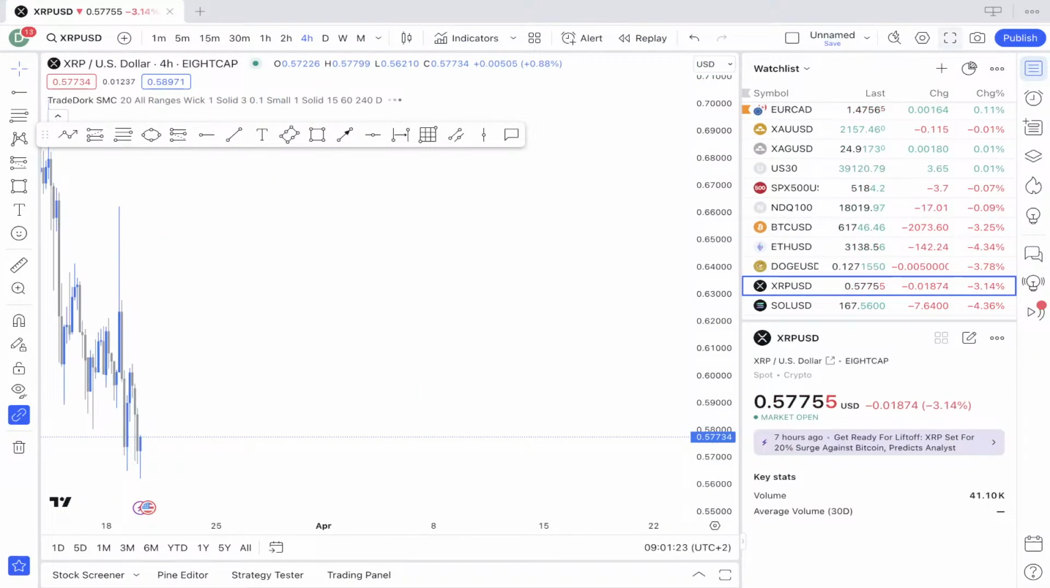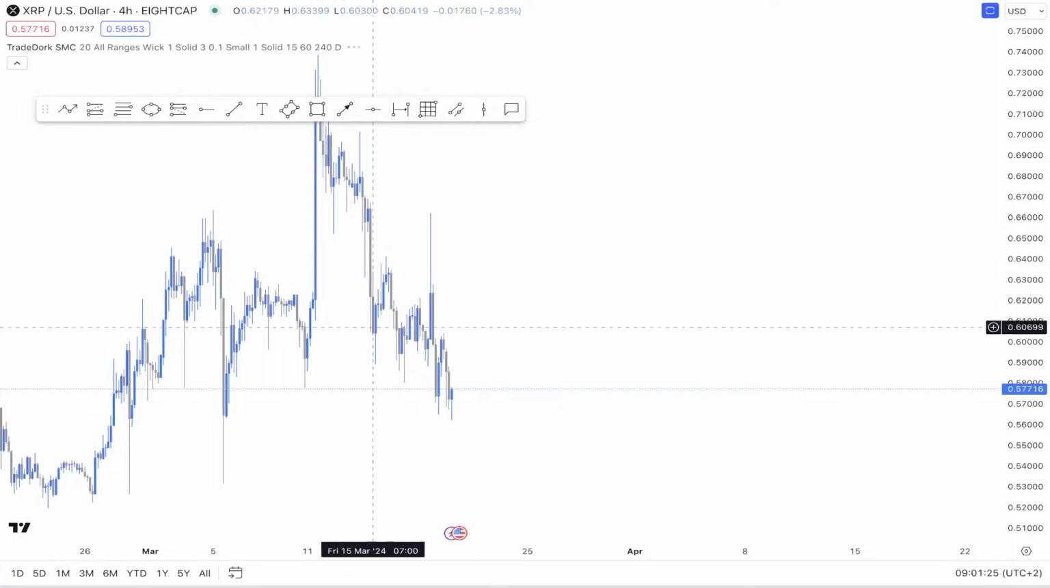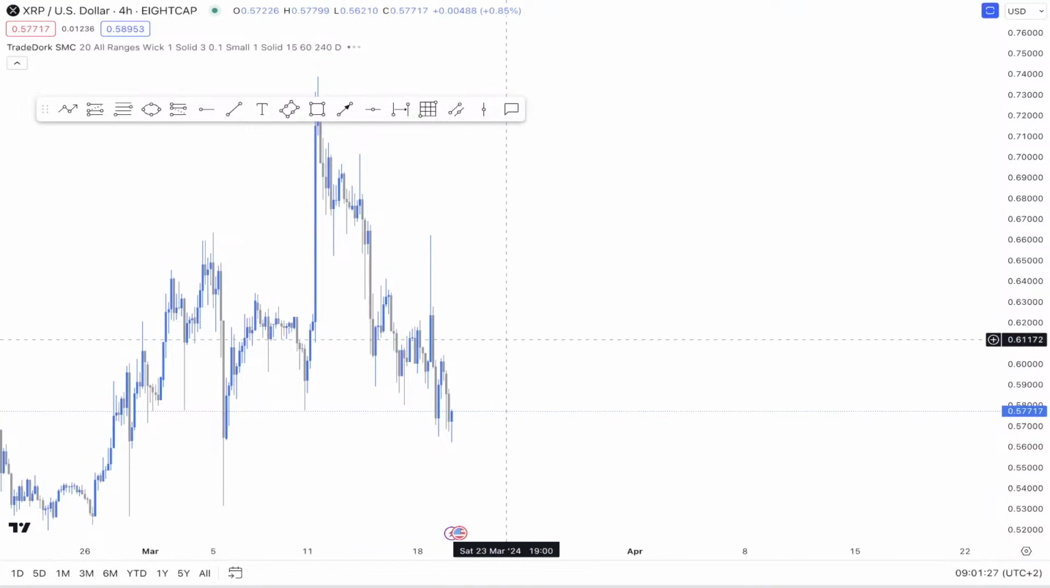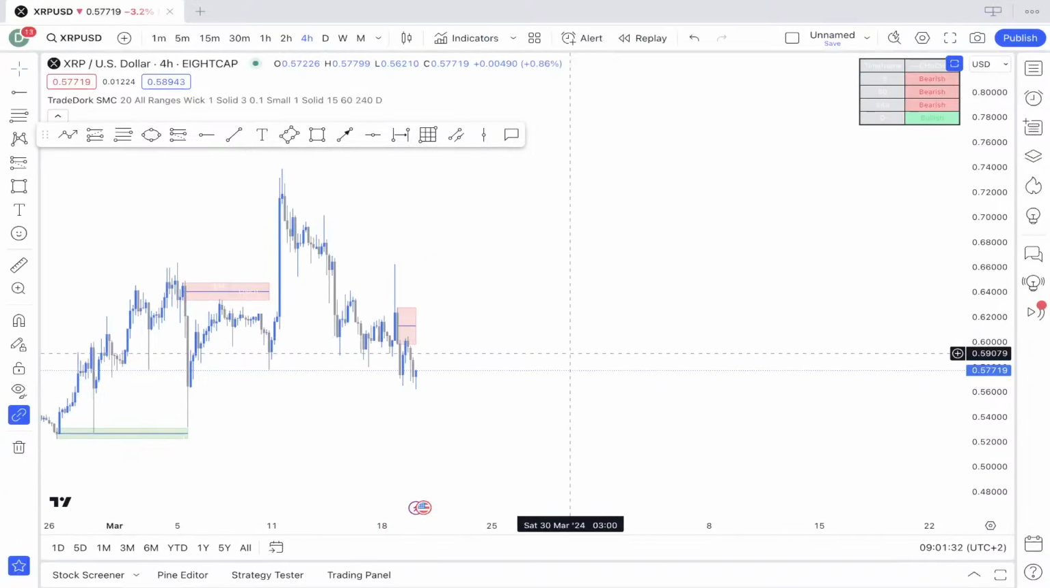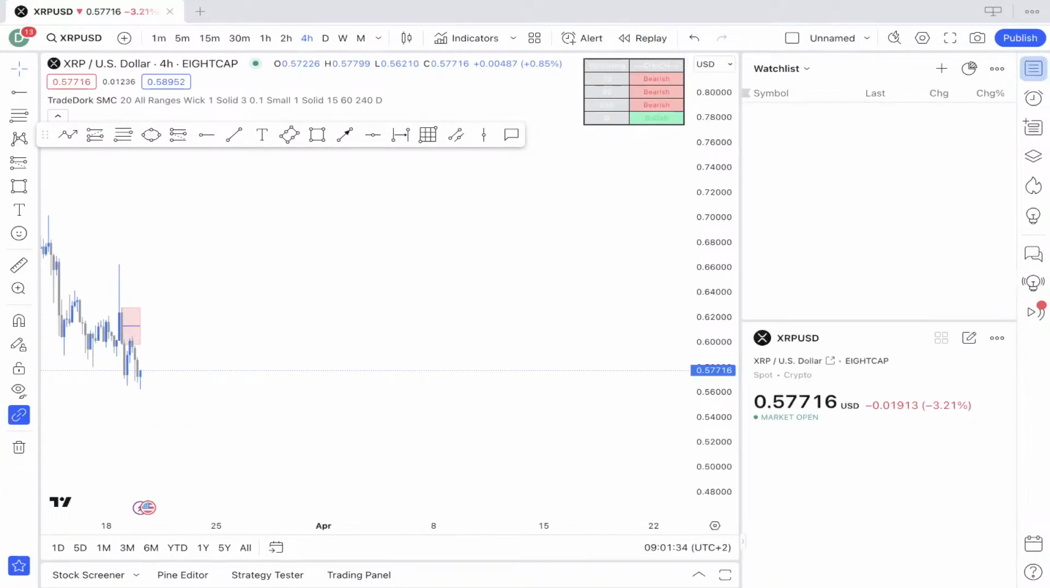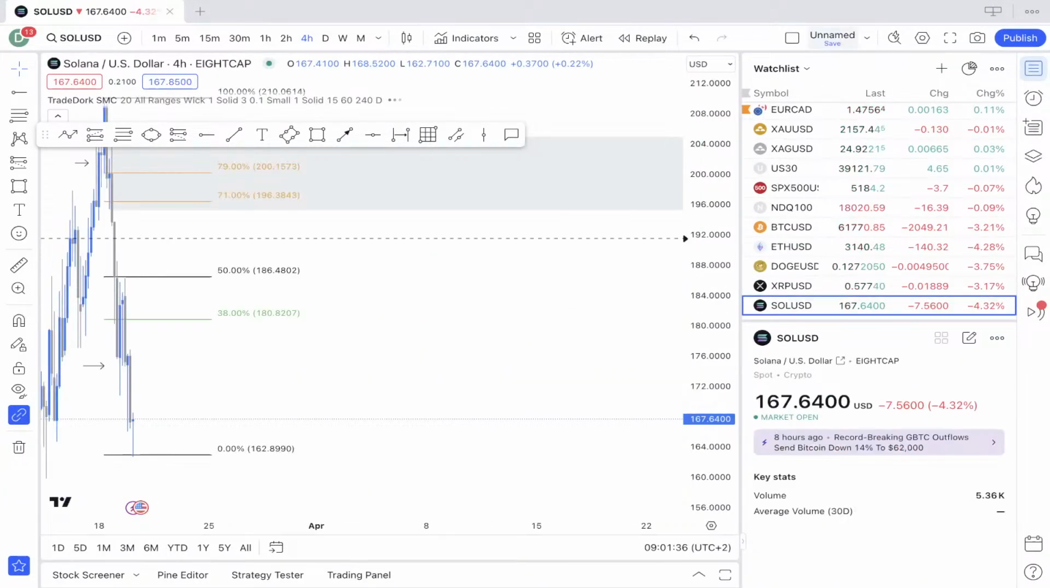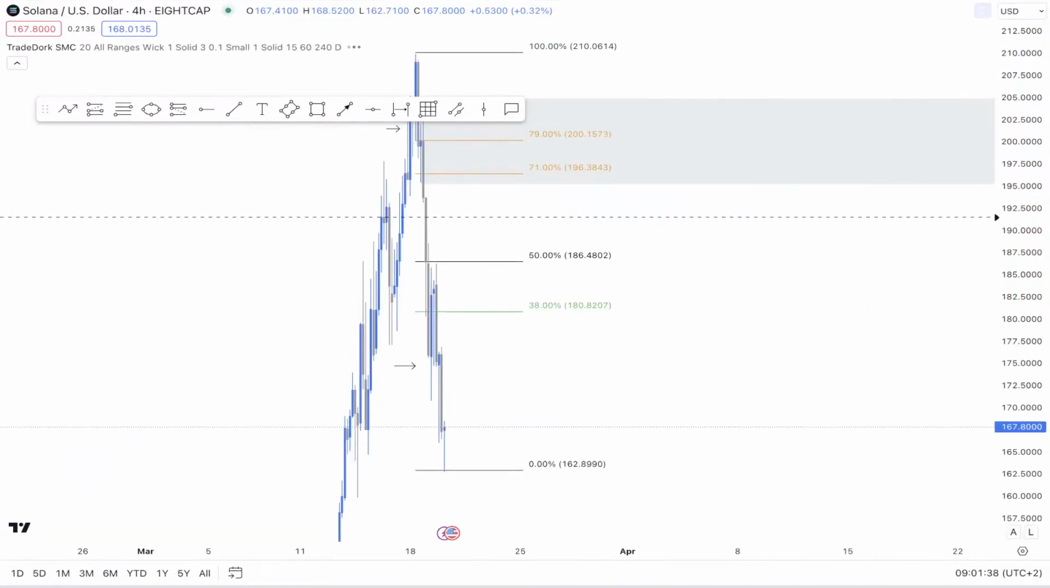On XRP, same story as on Ethereum. Although price is looking pretty bearish right now, I wasn't able to identify a clear setup. Hence why, once again, I'll just leave the chart as is, and I'm just going to wait for some fresh structure. And lastly, on Solana, I was able to identify a bearish opportunity.